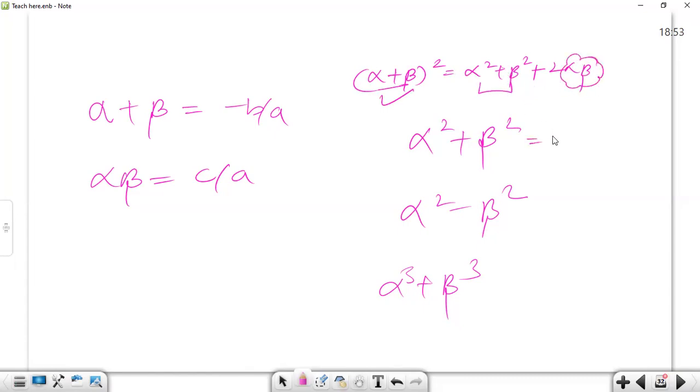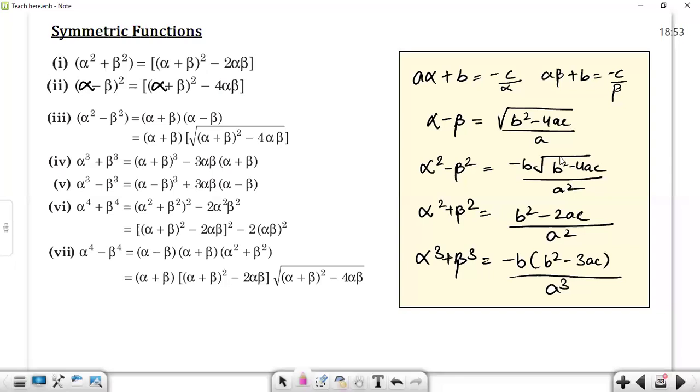So we will simply write it as alpha plus beta whole square minus 2 alpha beta. What is alpha plus beta? Minus b by a. What is alpha beta? C by a. So after solving this, we'll be able to find these results which are written here. Clear?